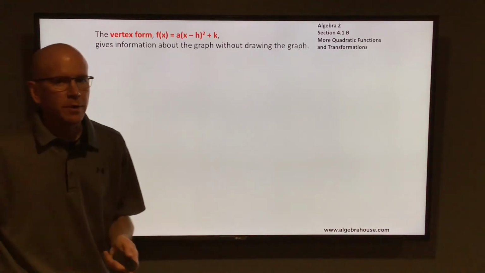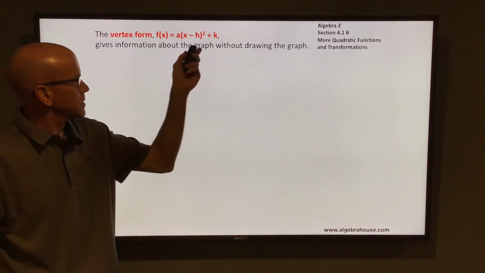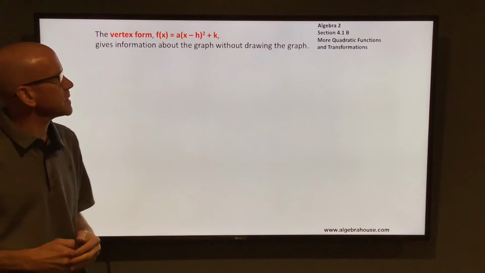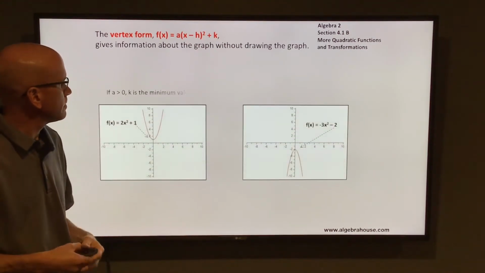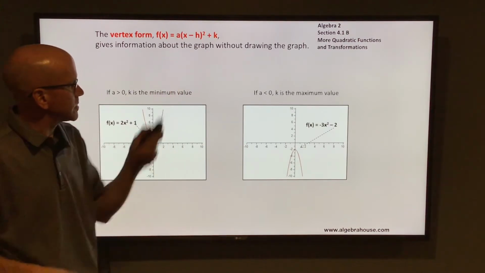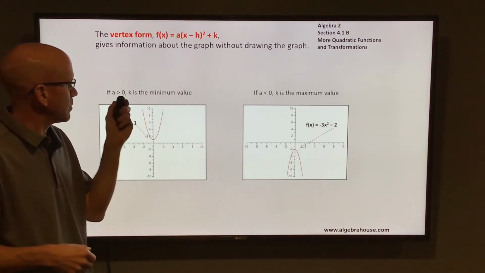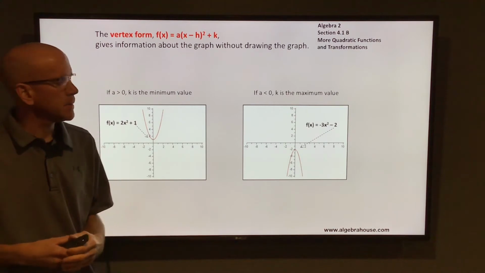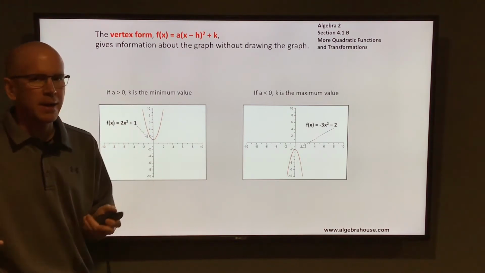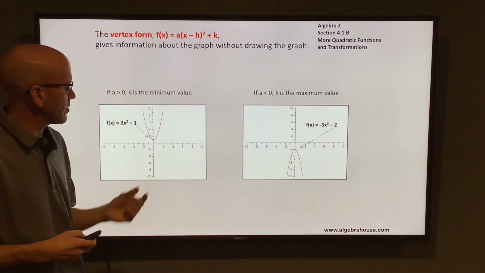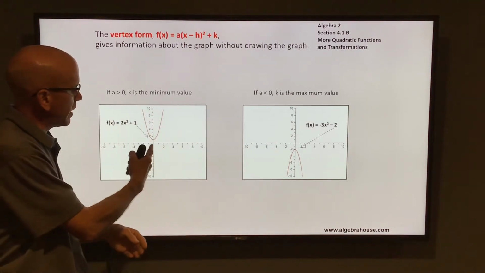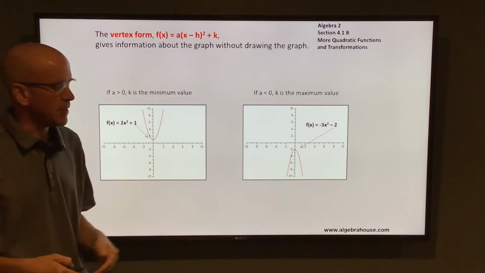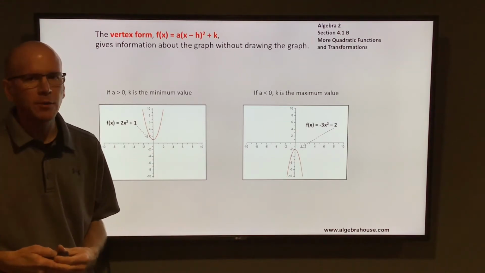Vertex form of a quadratic function is f of x equals a times the quantity x minus h squared plus k. It gives information about the graph without even drawing the graph. If a, the number in front of the squared term, is greater than 0, so if the coefficient of x squared is positive, then there is a minimum value. That means the parabola opens upward, there's a minimum value or a low point that it reaches, and that minimum value is the y-coordinate of the vertex.